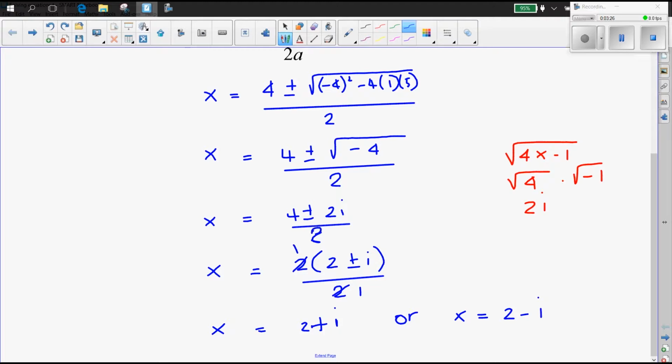Now, looking at these solutions, we see that both solutions are complex numbers, and in fact they are complex conjugates of one another. Let's just recap. The complex conjugate of 2 plus i will be 2 minus i, and the complex conjugate of 2 minus i will be 2 plus i. So whenever the roots of a quadratic equation are complex numbers, these numbers will always be complex conjugates of one another.